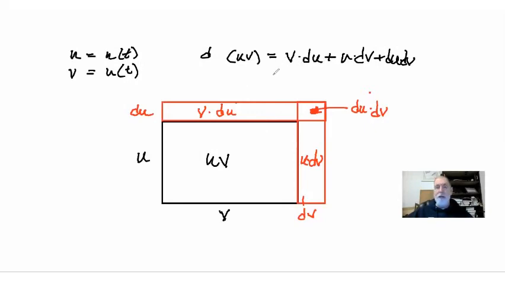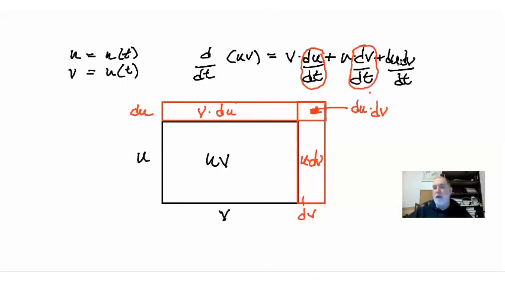Now we want to know that with respect to time, so we'll divide everything by dt, that small amount of time. Now, of course, you'll recognize this as the derivative of u with respect to t, and here's the derivative of v with respect to t.